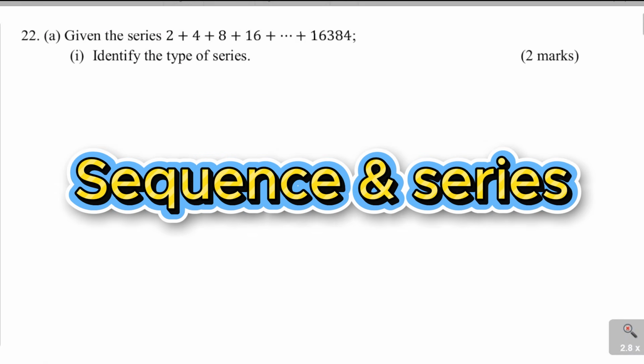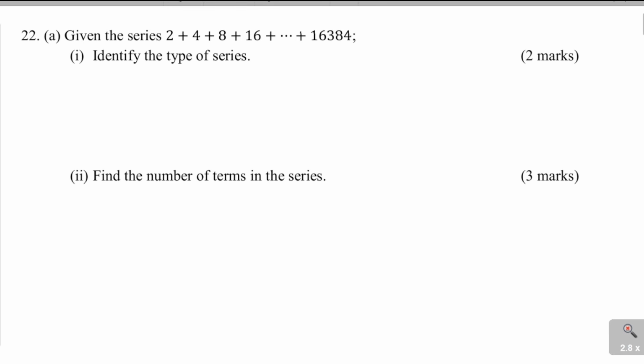Question 22 is a question on sequence and series. Part A: given the series 2 plus 4 plus 8 plus 16 plus dash plus 16,384. Part 1, identify the type of series.